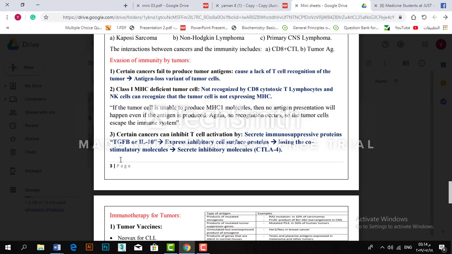They produce immunosuppressive proteins in order to inhibit T cell activation. See, so certain cancer cells can inhibit T cell activation.